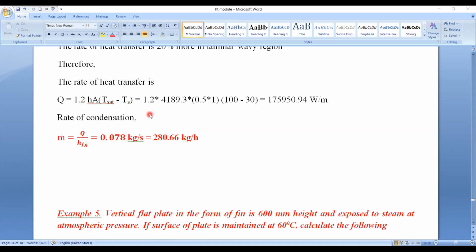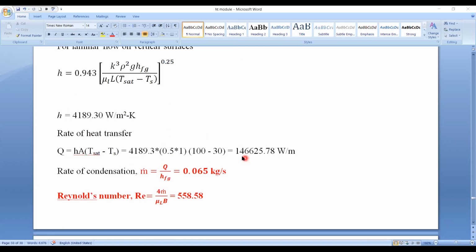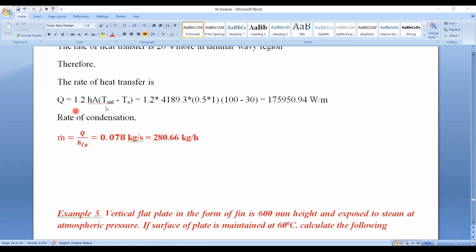So the obtained value of Q is 146625.78. Just multiply with 1.2 here, and you will get the value of Q as 175950.94 watt per meter. Now the rate of condensation, that is m dot, is q by hfg. Now q is changed, so substitute this value of q divided by hfg, which is already known to you. Take the hfg in terms of joules per kg.